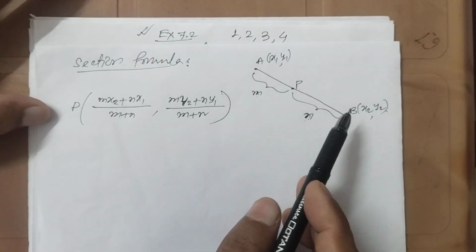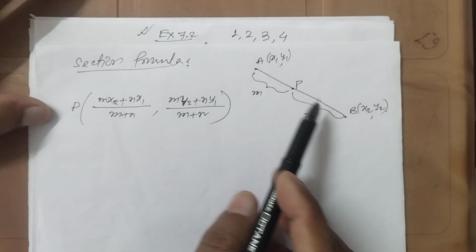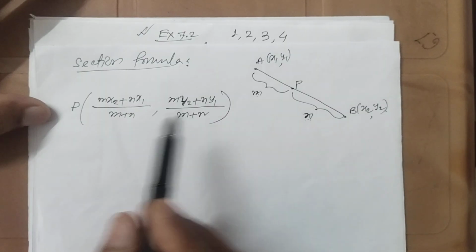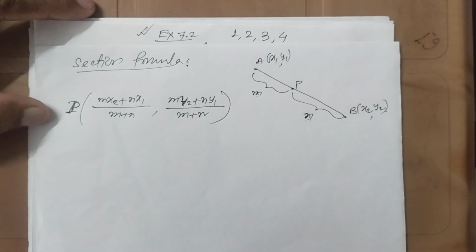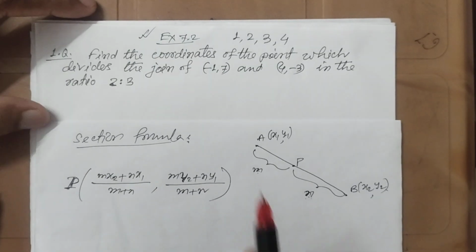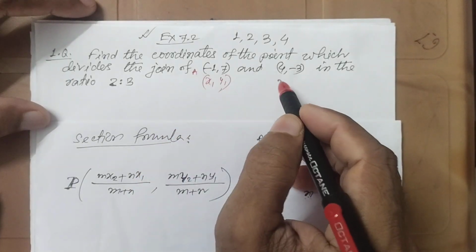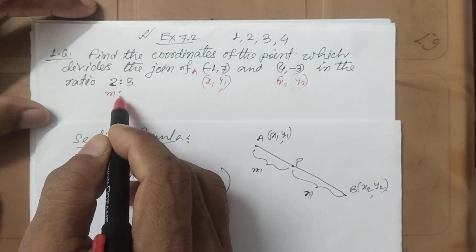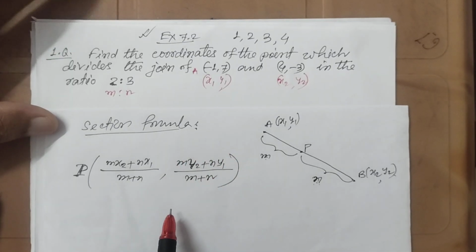If 2 points A and B are given and you are asked to find a point P on the line segment AB, and the point P divides it in the ratio m is to n, then this is the formula to find the coordinates of point P. And the first question is exactly the same, it is matching. One point is x1 y1, the other point is x2 y2, and the ratio is m is to n. So all the values are there, we just have to put them in this formula.